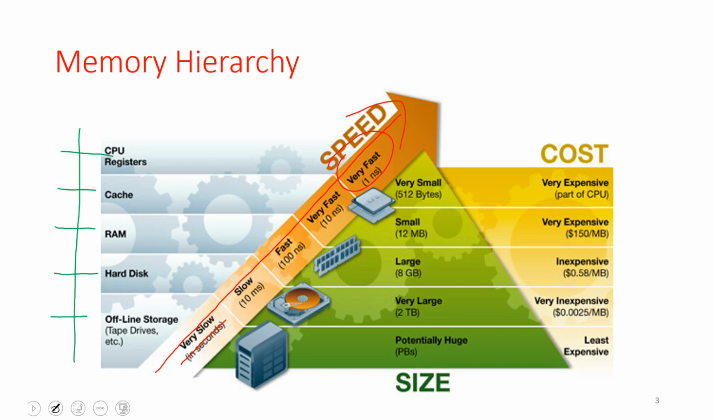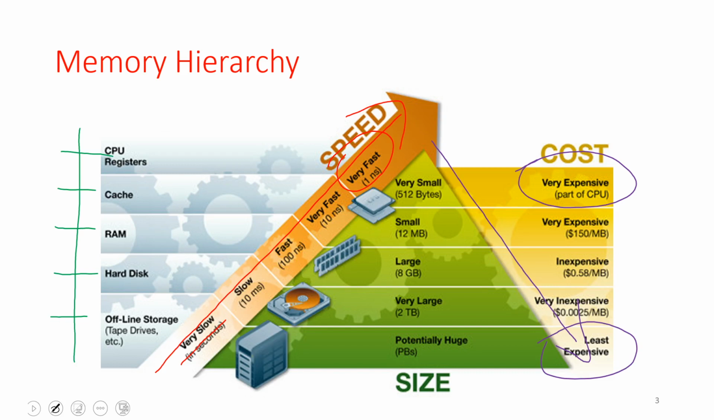On the other hand, if we look at the cost, it goes down when we go down the hierarchy. So the things at the top of the hierarchy are more expensive, and the things at the bottom of the hierarchy are the least expensive type of memories.